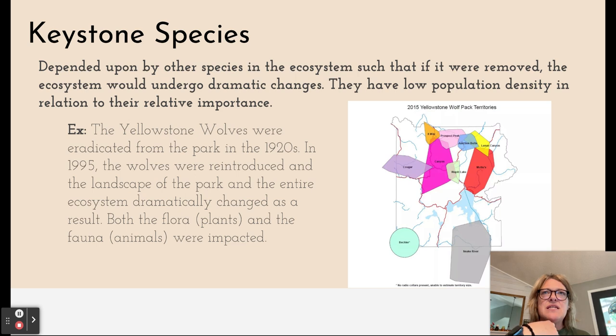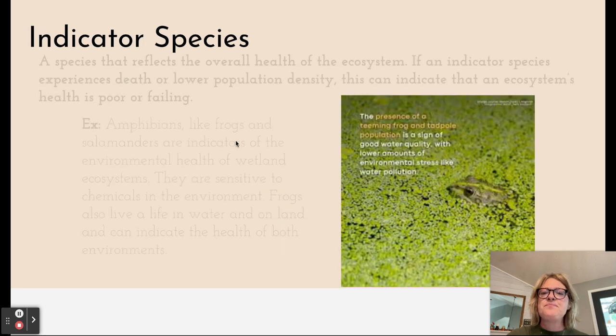In the mid to late 90s, they started to reintroduce wolves into Yellowstone National Park, and the entire landscape of the park dramatically changed. We're actually going to watch a video about this very topic in class the next time I see you, so I'll save most of that for the video. But when I say dramatically changed, it wasn't just the type of animals that were impacted in the area, it was also the types of plants. And because of the type of plants that we found there, it actually changed the flow of the river in Yellowstone National Park. So not only were the plants and animals impacted, but also the geology of the park itself, which is pretty interesting.